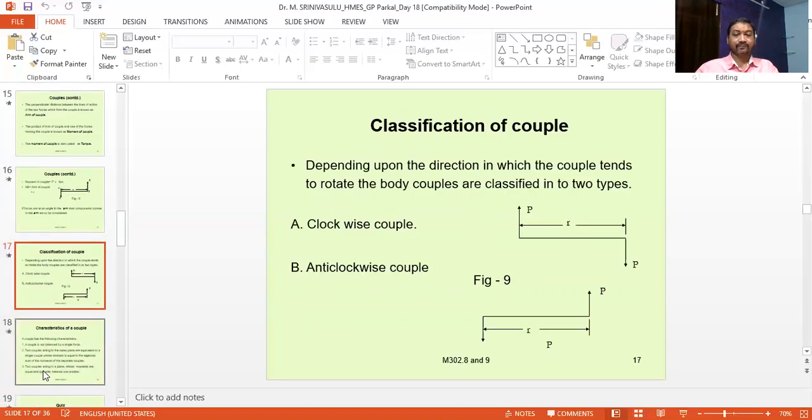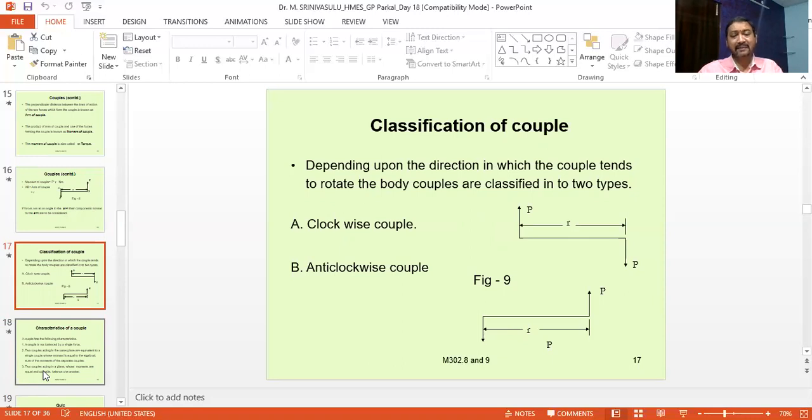Now the classification of the couple. Here also, very important. There are two types of couple. There is a chance to rotate the body in the clockwise direction, and there is a chance to rotate the body in the anti-clockwise direction. Very simple in this case.